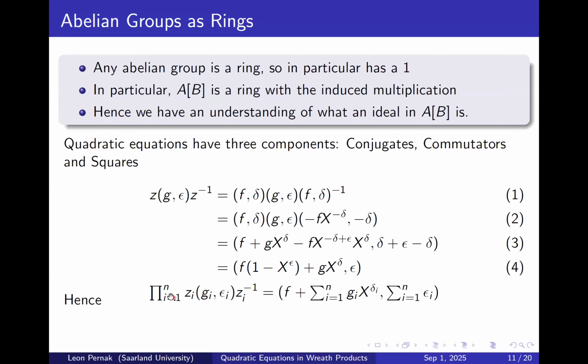Well, I've got a product indexed up to n of such conjugates. They are now going to look like something, well, you always see this g x to the delta here for the delta that comes from z. So there's a bunch of g_i now that are shifted by, or multiplied by, x to the delta minus to the i. In the second component, we have just the sum of the epsilon i, well, just coming from here.